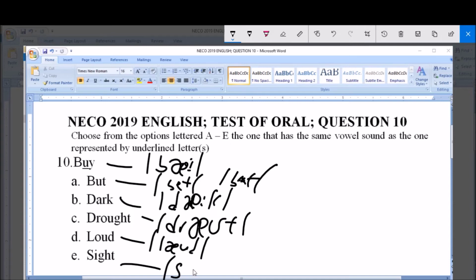Sight. Sight, I. So by pronunciation you know that option E has I sound. Then the given word is by. So our correct option is option E. Option E is correct.